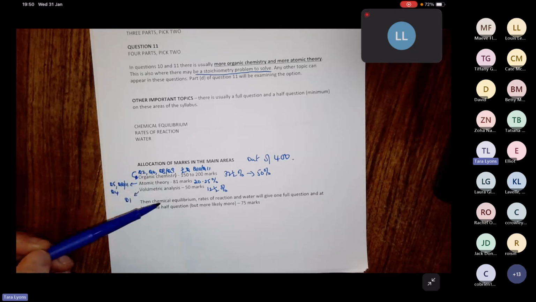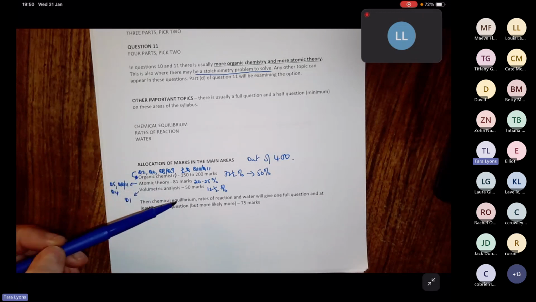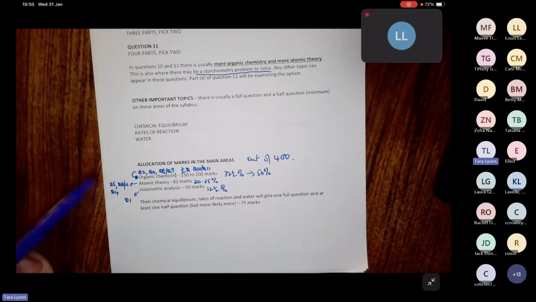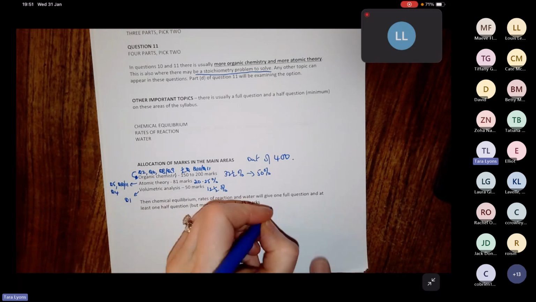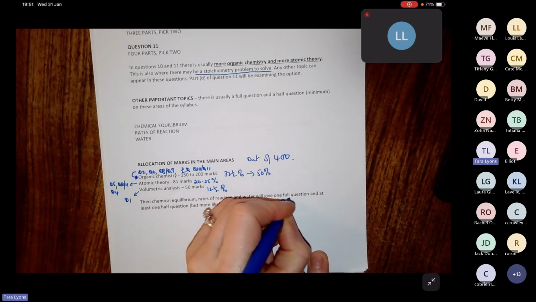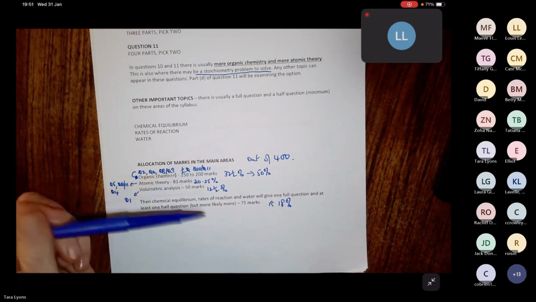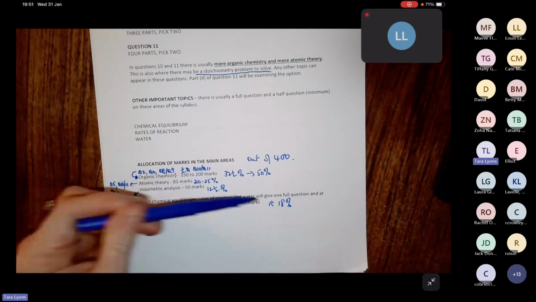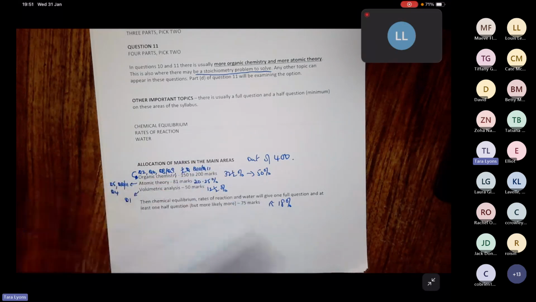And then if you put in the fact that equilibrium, rates or water is going to give you another full question, which is 12.5%, and another half question, which is 6.25%. So you're looking at another 18% of your paper. So now you're up in the contention for a H2 and possibly a H1.